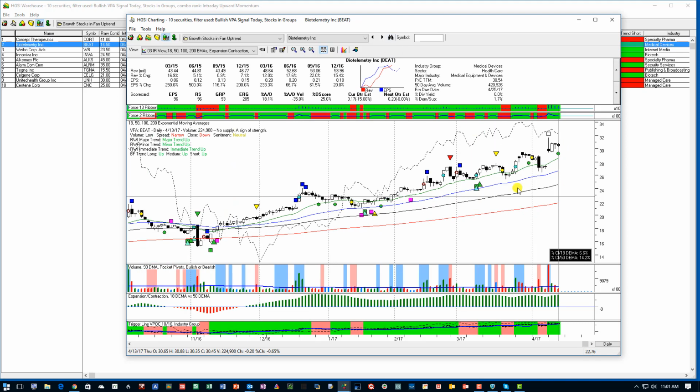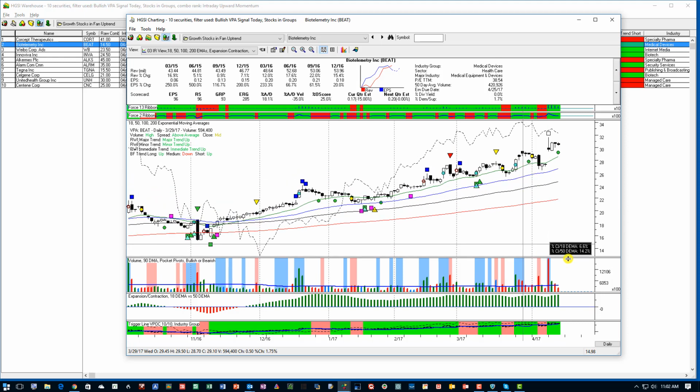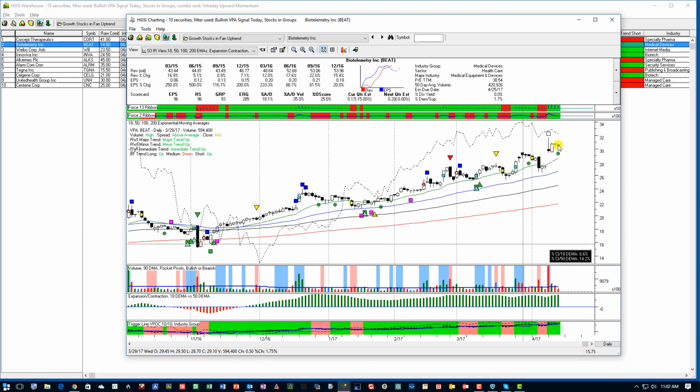Let's look at the next one. Now Beat, this is a stronger stock because it has gapped up. It's holding the buyable gap, and it is generating a VPA flag today, which is no supply, a sign of strength. It is generating that because volume fell off considerably on Thursday. Volume was light on a lot of securities on Thursday, but it's fallen off. It's got a very narrow body here, but there was very little selling pressure.